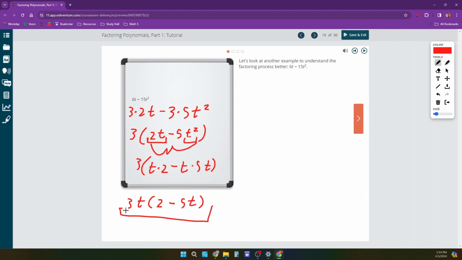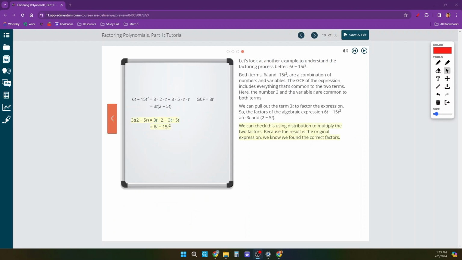Eventually, you might be able to recognize the greatest factor just from the start, and you don't have to break it out into multiple steps. But just starting out, factor step by step, and you will eventually discover your greatest common factor. So that's all displayed here, and let's give another example.